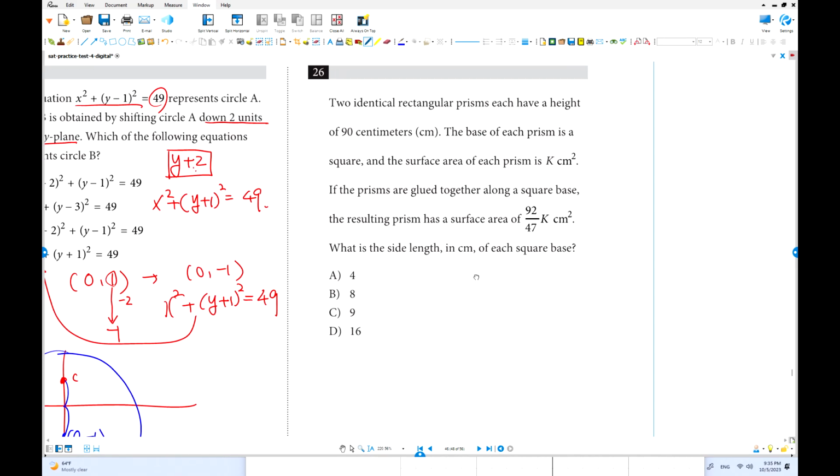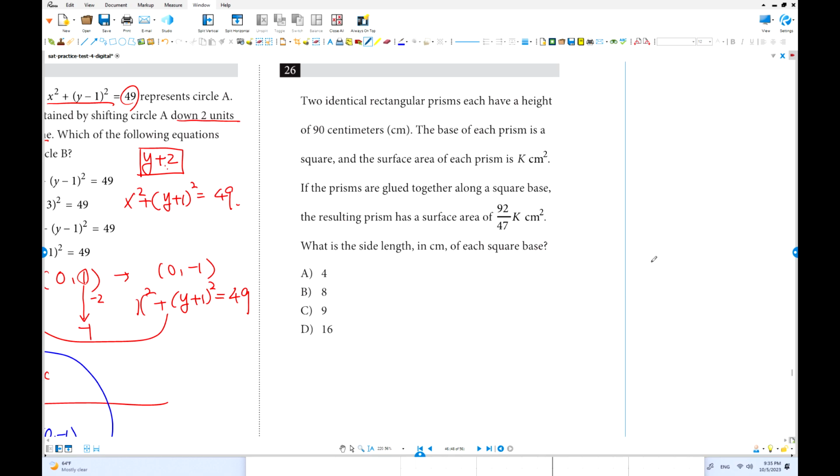Here is 26. Two identical rectangular prisms which have a height of 90 centimeters. The base of each prism is a square. Okay, this base is a square. Okay.